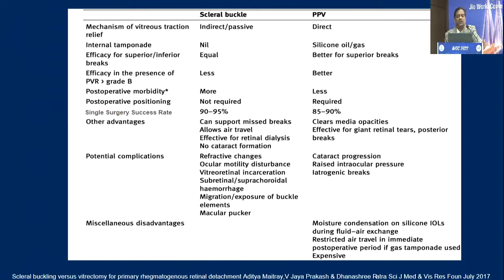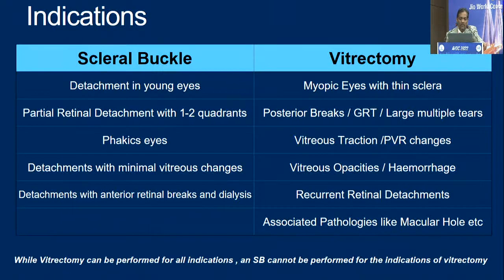But if you go to a single surgery success rate, you will find that both of them are comparable if you really do well, and that's where scleral buckle has a slight advantage, where it goes to 90 to 95% as compared to 85 to 90%. And the biggest reason for that is in a scleral buckle, even if you miss a break which is in the periphery and you put a belt buckle, it is still supported on the belt buckle, and therefore it's not necessarily going to induce an immediate detachment. The rest of the things I've already covered earlier.